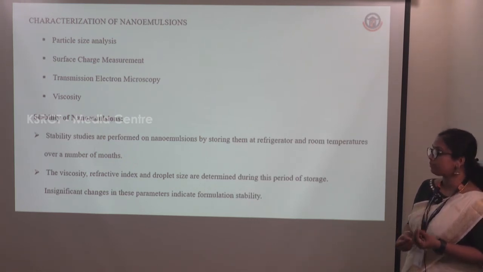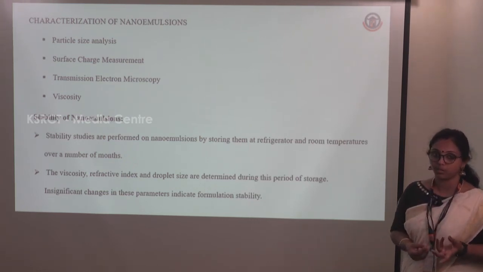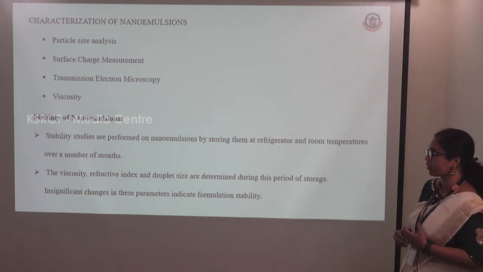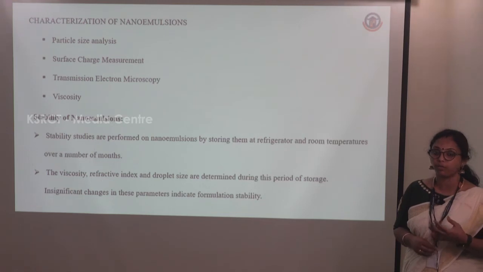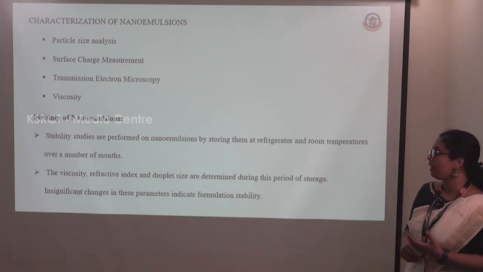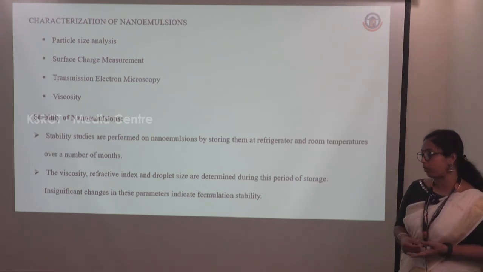At the same time, next is the zeta potential, which will be done by surface charge measurement, and for the surface morphology or the surface pattern, we will be going for TEM or STEM. Next is the viscosity of the particular nanoemulsion.